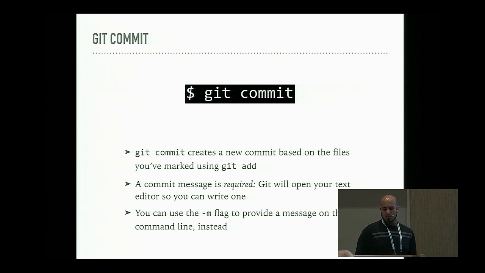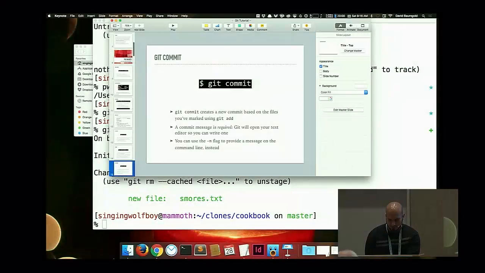And then the last step in making a commit is running the git commit command. Now this is going to ask you for a commit message. And if you've set up your text editor correctly, Git will actually open your text editor with a file saying, please type in a commit message. So I'm going to show you how this works.